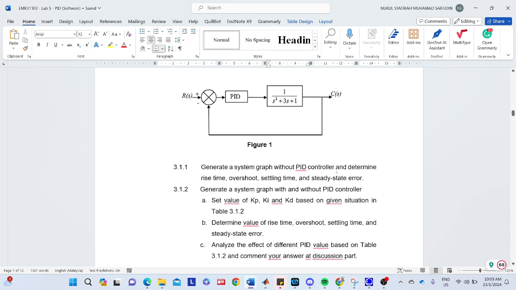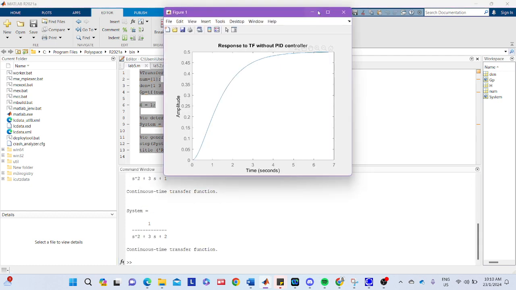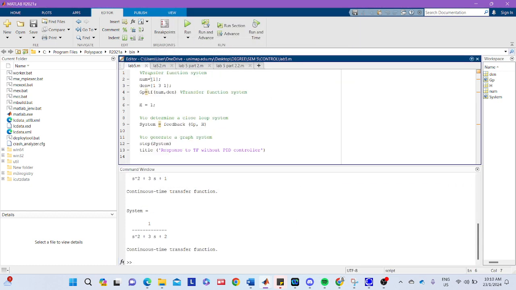We need to do the coding to get the graph without the PID controller and to determine the rise time, overshoot, settling time, and steady state error. So I will show the coding here. The denominator is 1 3 1.